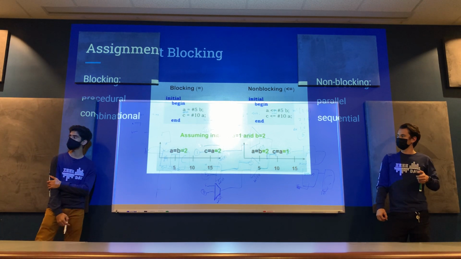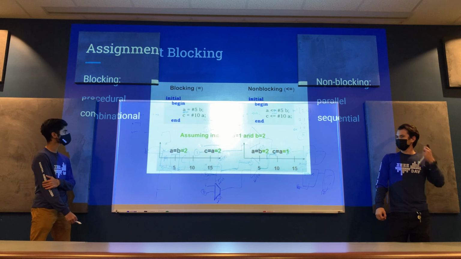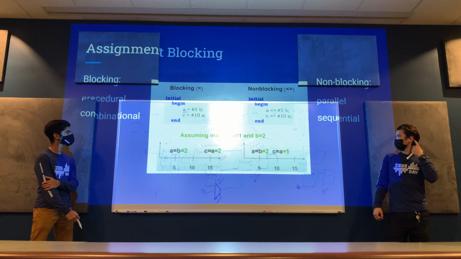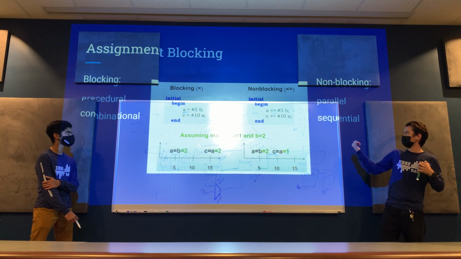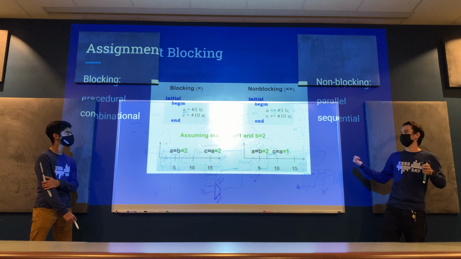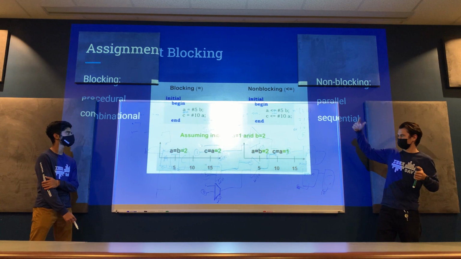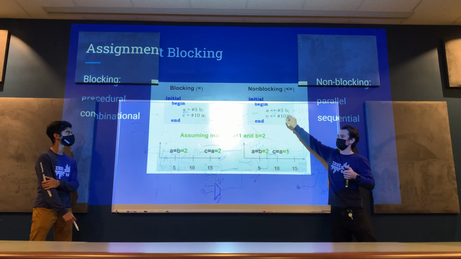Oh, so for non-blocking, even if you increase the delay, like instead of delay 10, you increase it to delay 20 or something, C would still equal 1 at the end of it. If you increase the delay by 20, it most definitely equals 1, right? Because then it never gets B by the time that it gets to this point.